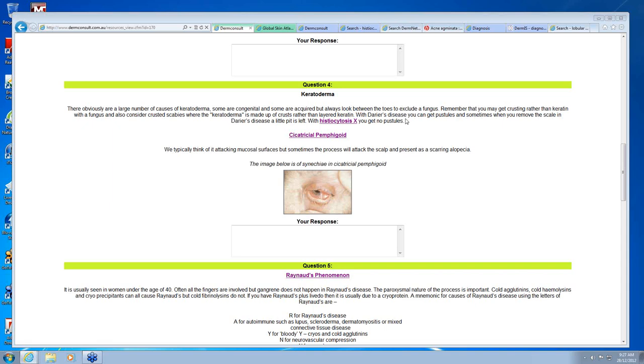We said here with Darier's disease, you can get pustules, and sometimes when you remove the scale, a little pit's left. With histiocytosis X, you get no pustules. But I must admit, histiocytosis X presenting as any type of keratoderma would be most unusual.